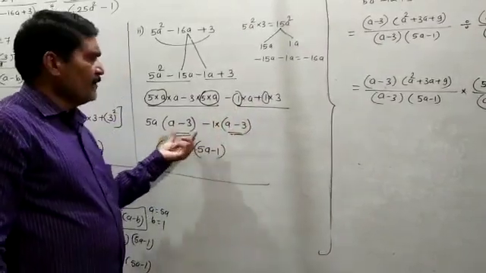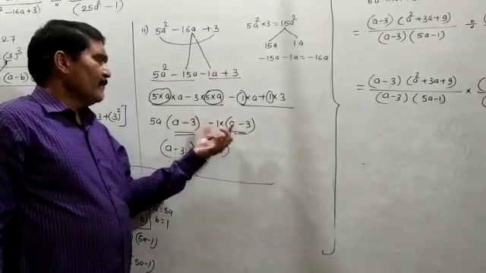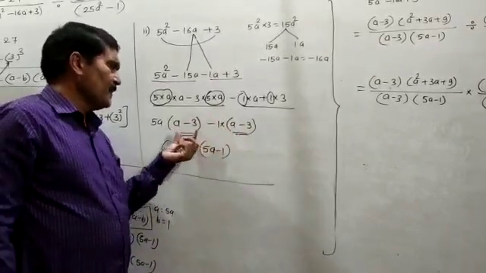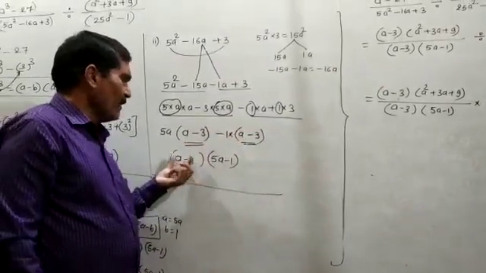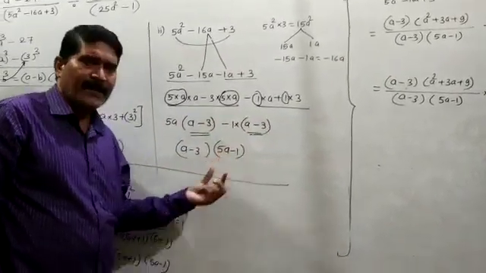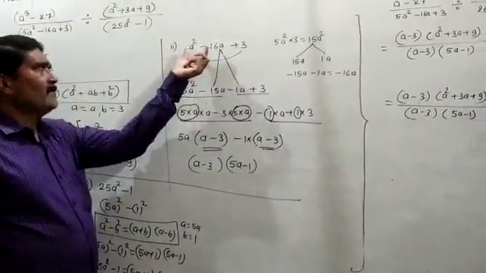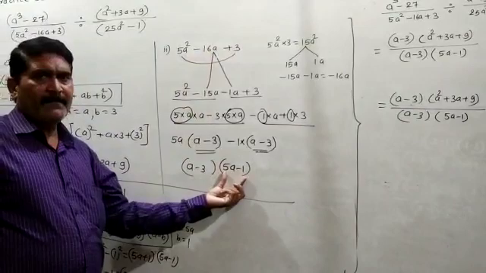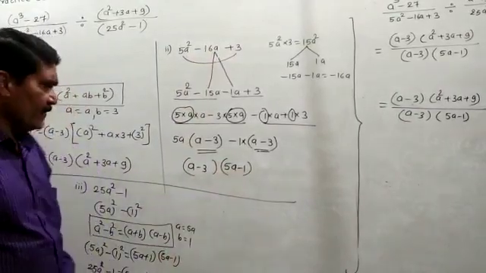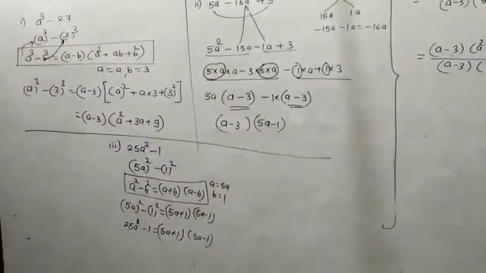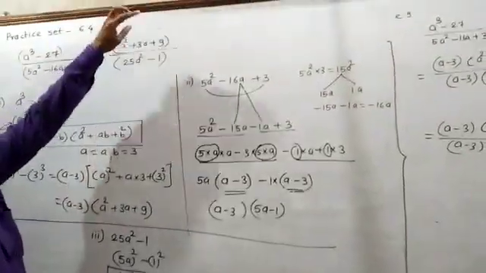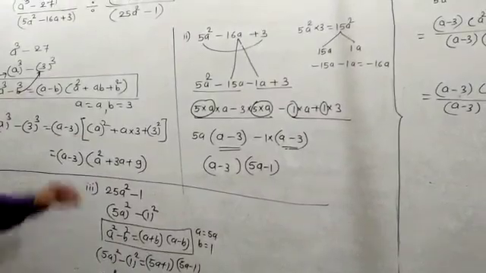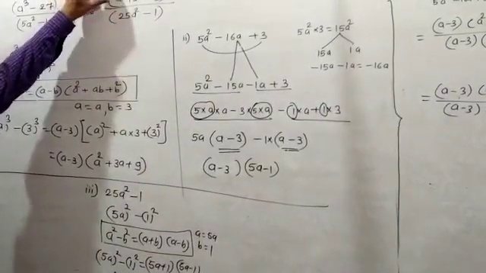Then at this step, the bracket is coming the same in both, so take a minus 3 common. Then write 5a minus 1 in another bracket. The factors of 5a square minus 16a plus 3 are a minus 3 in one bracket and 5a minus 1 in another bracket. Then for a square plus 3a plus 9, the factors are not possible, so keep this as it is.